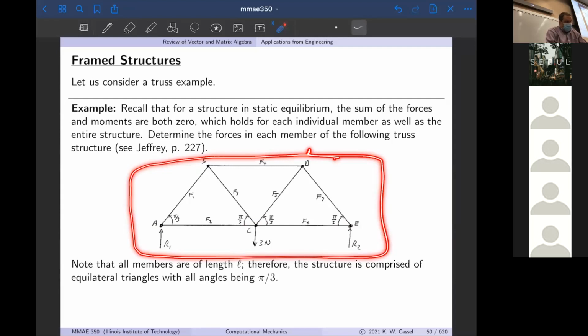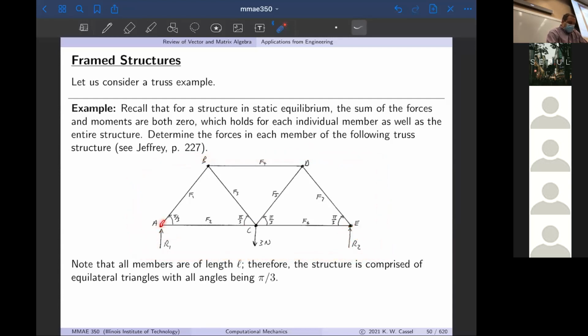And then once we have R1 and R2, we want to find F1, F2, F3, F4, F5, F6, F7. To find those, we have to analyze the truss joint by joint, drawing free body diagrams and doing the sum of the forces for each of the 5 joints.